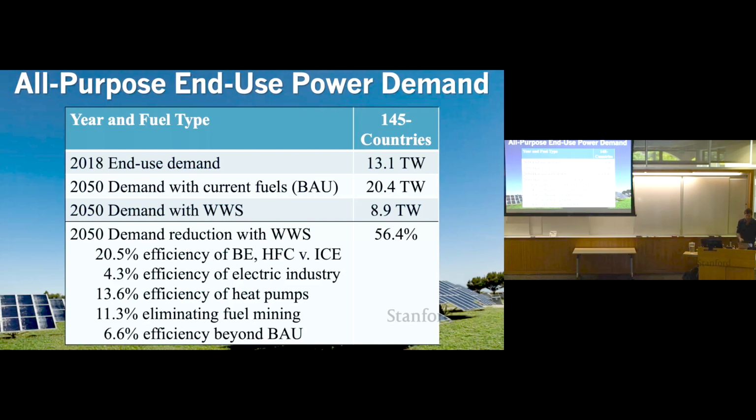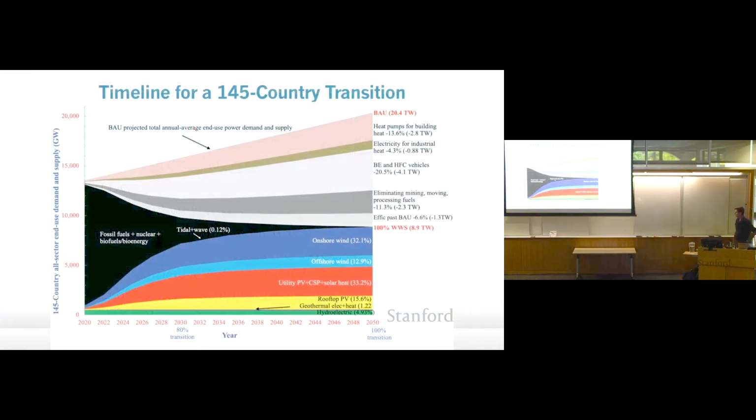Another 4.3% reduction is due to electrification of industry. And then most people don't realize, but 11.3% of all energy worldwide is used to mine, refine, and transport fossil fuels and uranium. We can eliminate that energy just by going to wind, water, and solar, because wind comes right to the turbine, solar comes right to the panel. You don't need to dig it up. And then we think we can squeeze another 6.6% from energy efficiency improvements beyond business as usual. So that adds up to a 56% reduction.